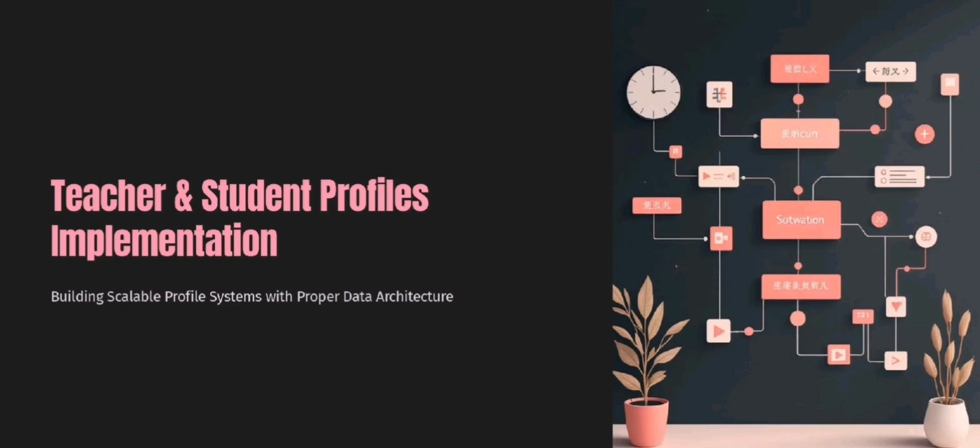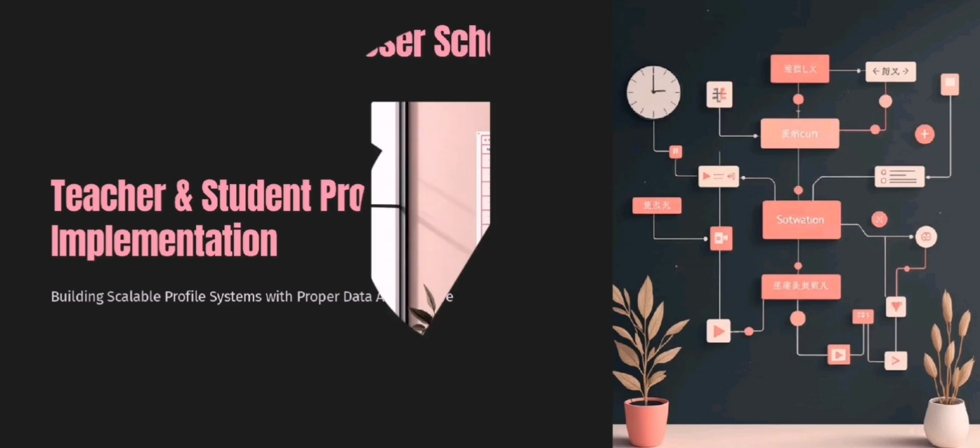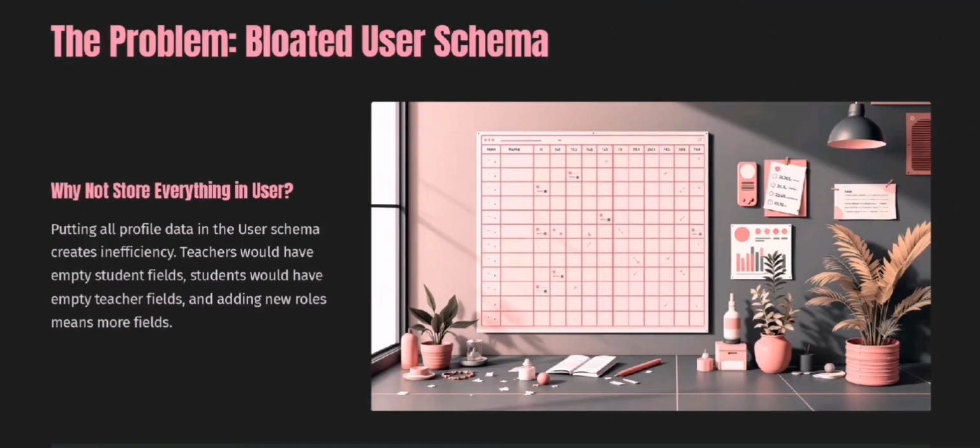In the previous video, we implemented RBAC, allowed admins to add teachers and students, and completed the password reset flow. However, there's still a gap in our system. Teachers and students exist, but they don't have profiles. No subject, no class, no roll number, nothing. Today we are going to fix that.